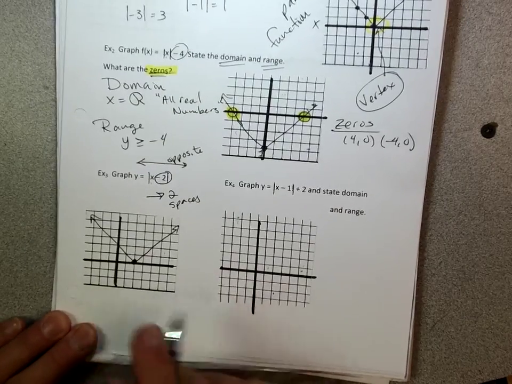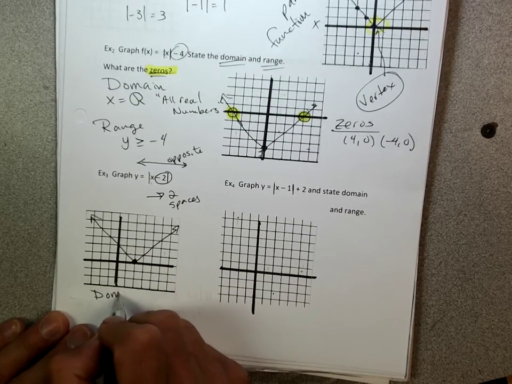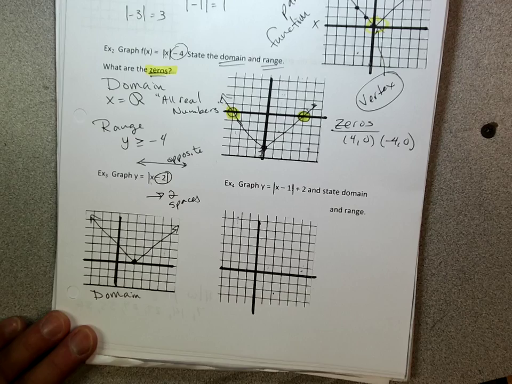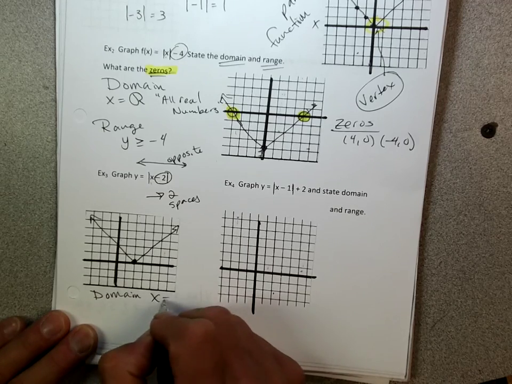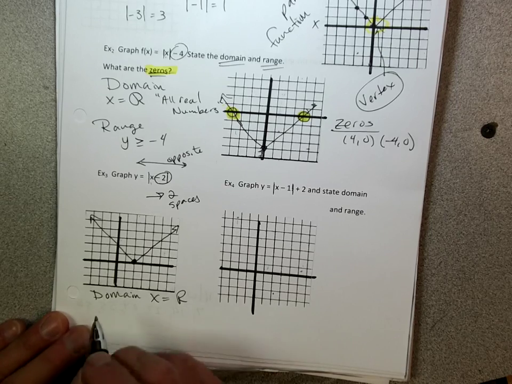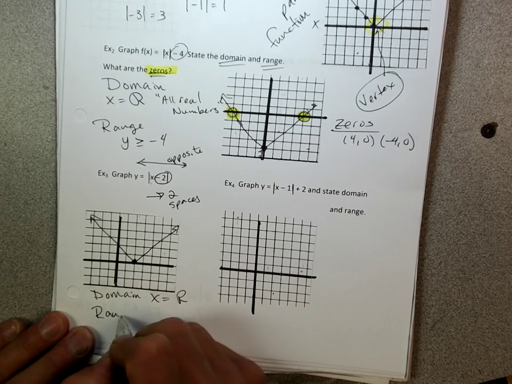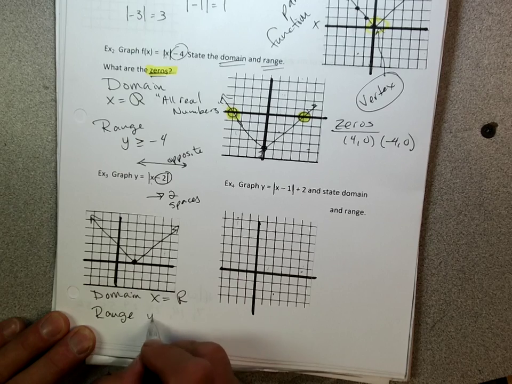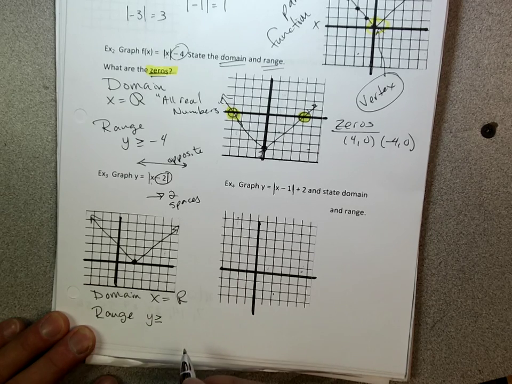All right, domain. What's the domain? How wide is this graph? Infinite, or all real numbers? Yeah, x equals all real numbers because it's infinitely wide. There's absolutely nothing x cannot be. But the range is a little bit different, right? What's the bottom height? So it would be y is greater than or equal to 0.